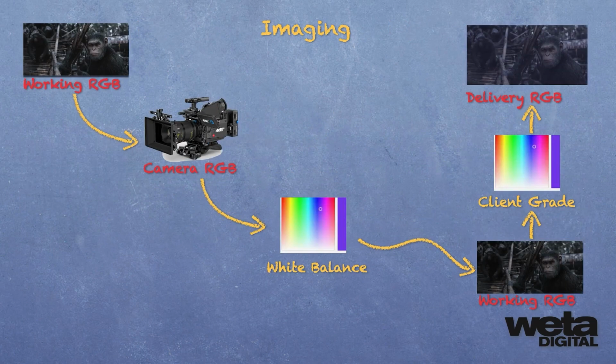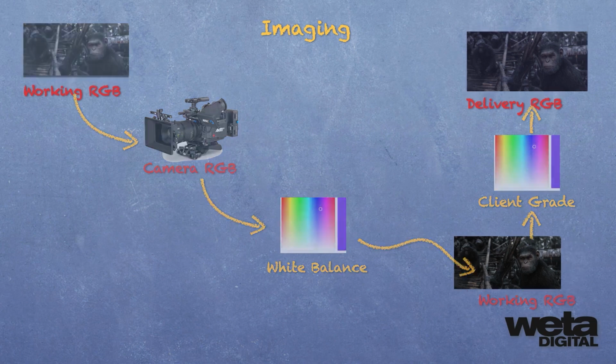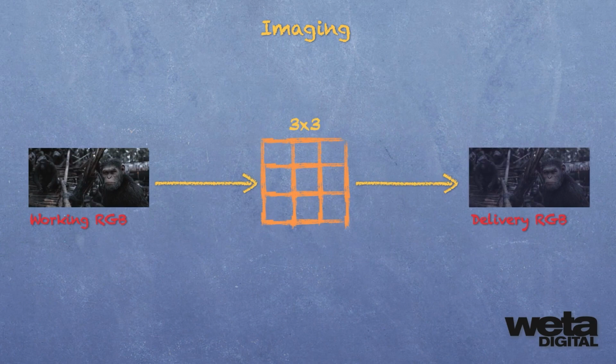Once we have a final frame, we need to get it into a space that is appropriate for client delivery. At the end of our frame render, we are working in RGB space, and white balance needs to be calculated in camera RGB space. We also need to apply grading to get the look required by the client. The entire transformation from working RGB to delivery RGB works out nicely as it is handled via one transformation matrix.